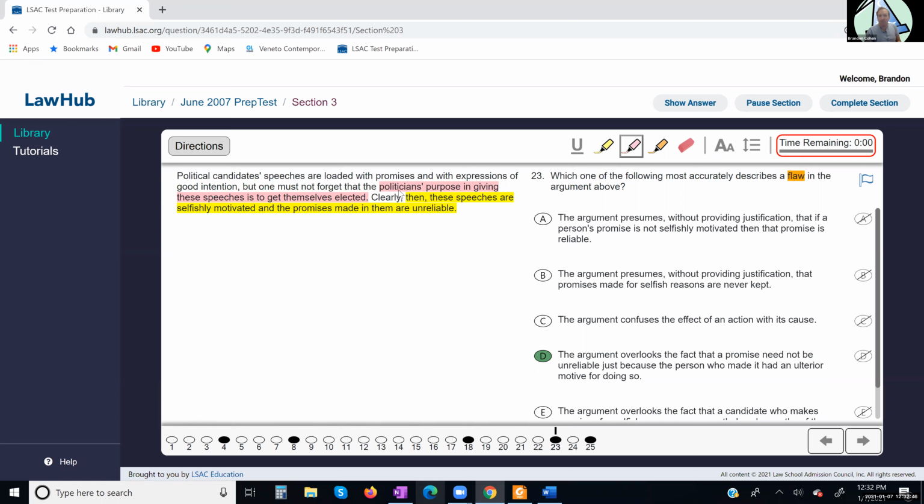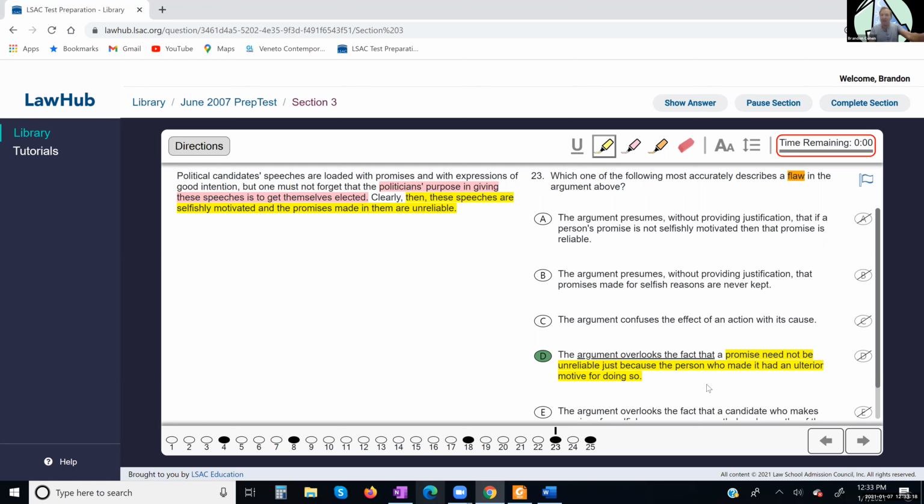If we accept that purpose, remember, we have to accept the premise. So we accept that their purpose in giving speeches is to get themselves elected. That's a selfish motive. But where are they getting unreliable? This is that same ad hominem attack of a motive issue. They're focusing on their motives to say that it's unreliable. Okay. And that's where D is going to go against that. It overlooks the fact that, so we would have to accept the rest and see if it would weaken it, a promise need not be unreliable just because the person who made it has a motive. That's saying that you could have a motive, but it's not unreliable.